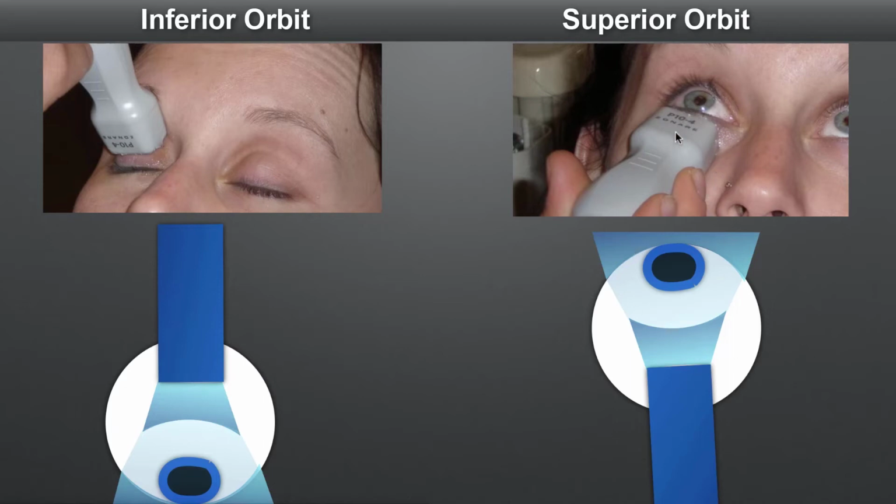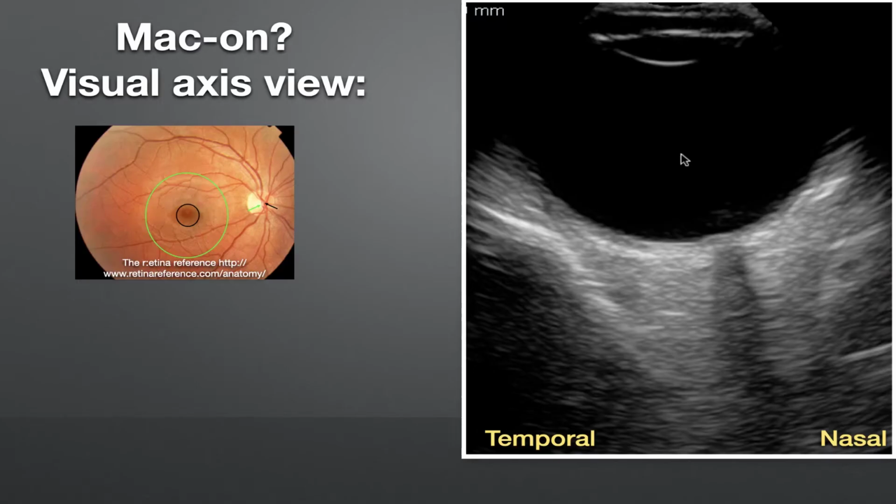So if you're really worried about a patient and you don't see anything in the rest of their exam, it's probably worthwhile looking at the superior orbit for retinal detachment. The next special view to look for is the visual axis view, which is how we identify where the macula is. The macula on a fundoscopic exam is this nice big bright white-red spot, which really shows up well next to the optic disc.